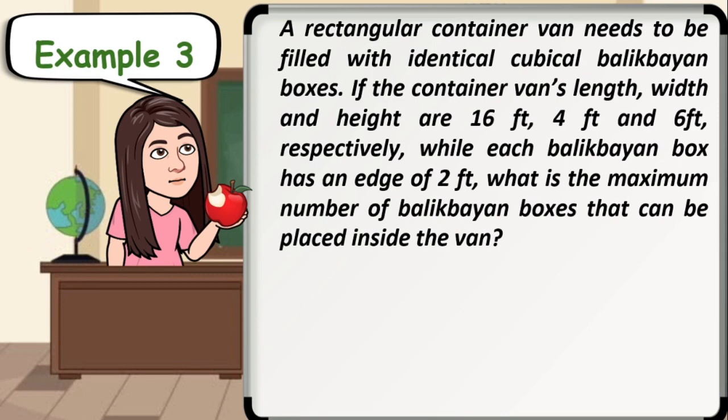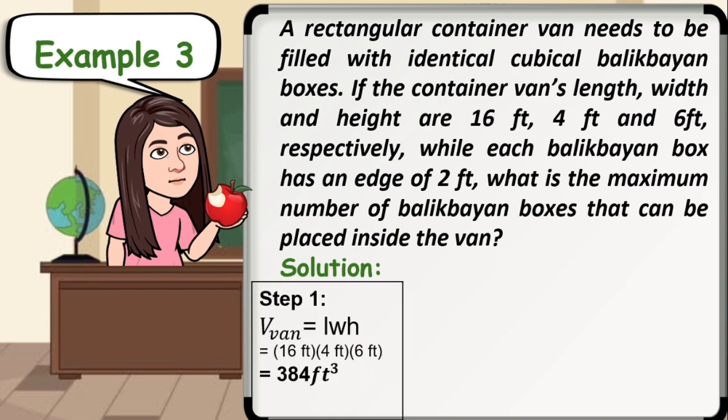Step 1. We need to get the volume of the van. The formula is length times width times height. So from the given a while ago, we have 16 feet times 4 feet times 6 feet. So we get 384 cubic feet.